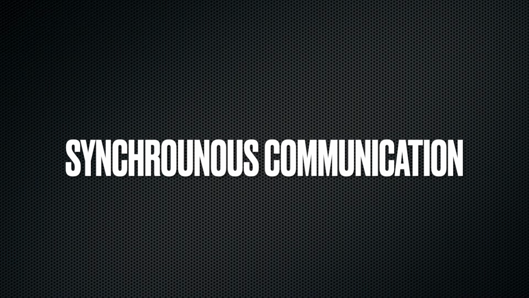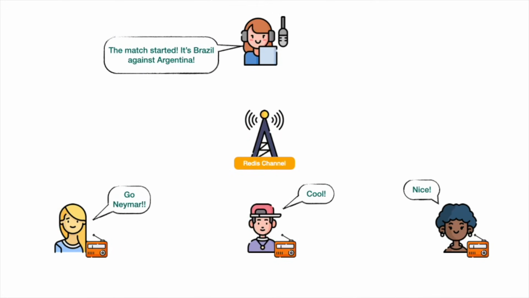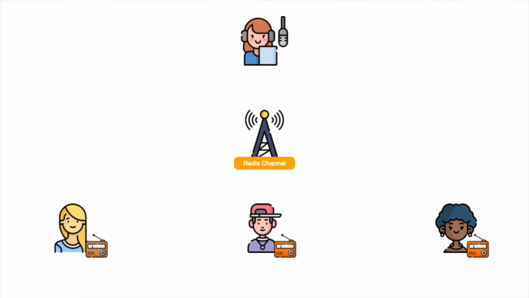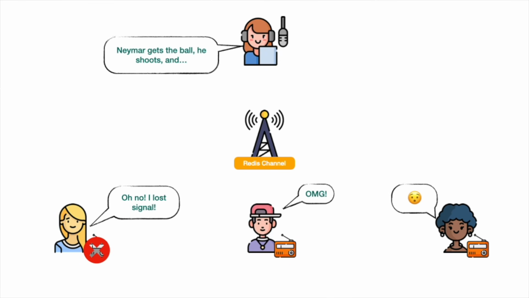Synchronous communication. Redis pub/sub is synchronous. Subscribers and publishers must be connected at the same time in order for the message to be delivered. Think of it as a radio station. You are able to listen to a radio while you're tuned into it. However, you're incapable of listening to any message broadcast while your radio was off.